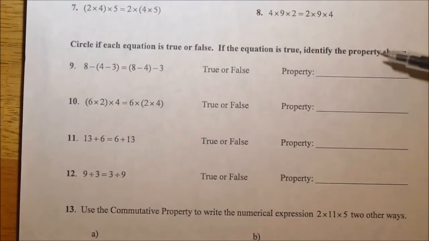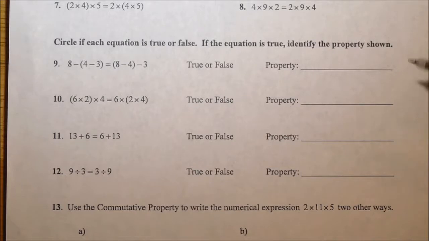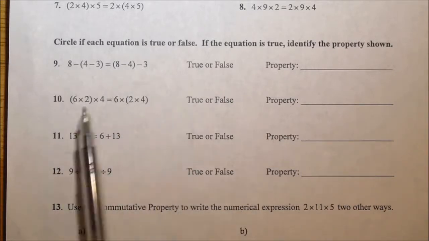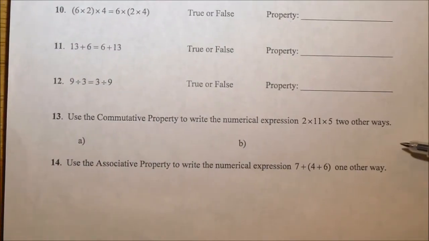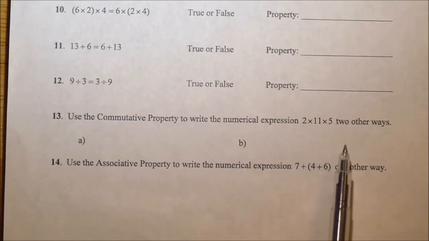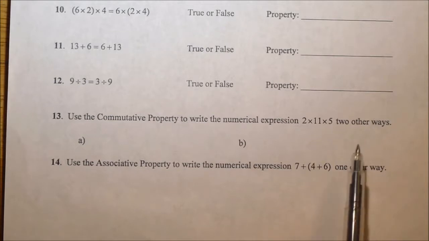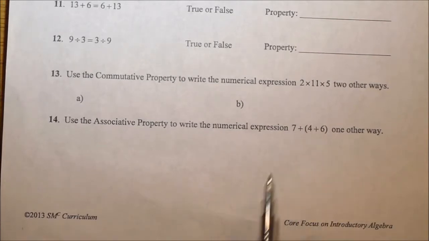All right. Now, down here is when you're going to have to look a little closer, like the second part of the practice problems. You're going to have to decide, are these equal, true or false? And if they are equal, what's the property that is applied to it? Okay, and then down here it asks you to use the commutative property to write the numerical expression 2 times 11 times 5 in 2 different ways. So if you understand how the commutative property works, that's really easy to do. And then the same thing here, use the associative property to write this expression in one other way. Again, if you understand how the associative property works, that's really easy to do. All right. Okay, so that's the worksheet.